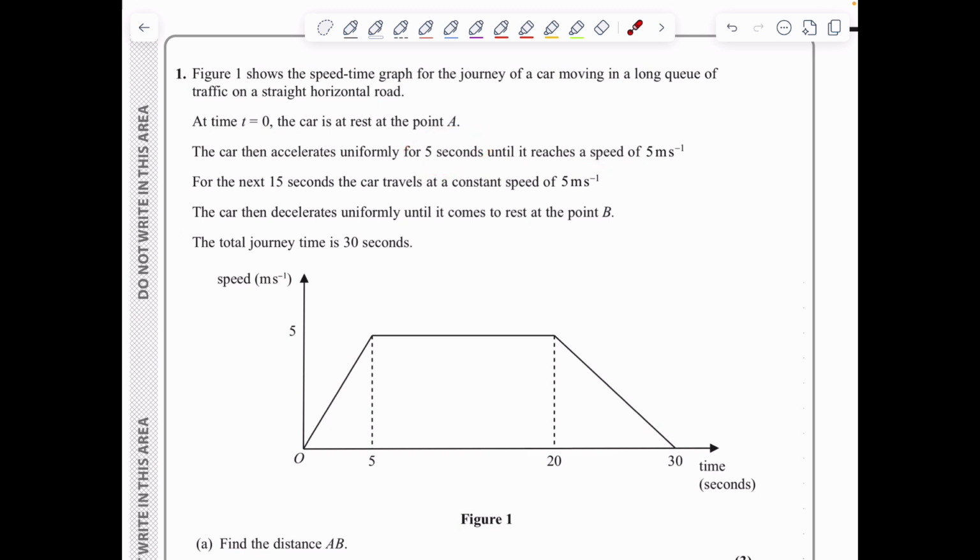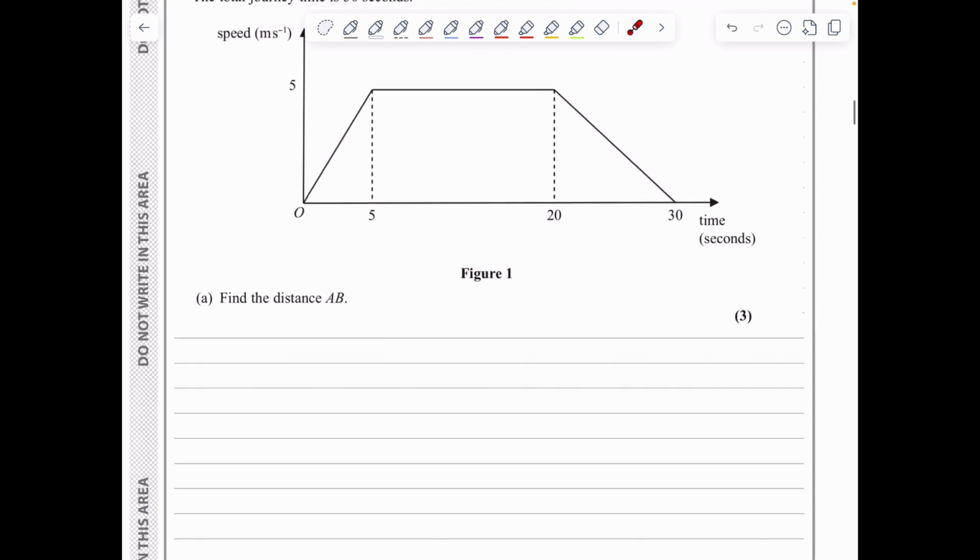And then for the next 15 seconds, it's traveling at a constant speed of 5 meters per second. This is the part of the speed time graph during which the car is traveling at a constant speed. And then we decelerate uniformly, coming to rest at point B. Now the total journey lasts for 30 seconds, and we need to find the distance AB.